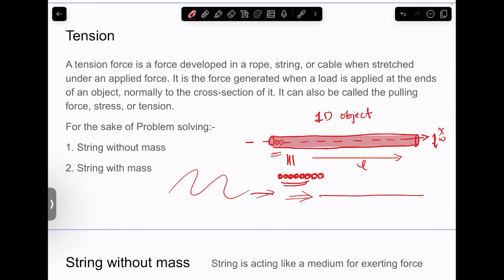Like any other force, we treat tension also as a force. That means whatever laws we have learned, the first law, second law, third law, everything is applicable here also.